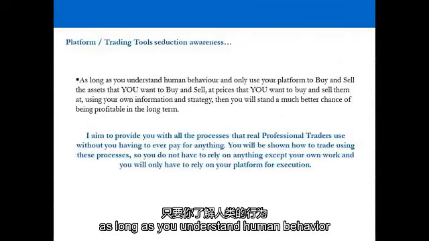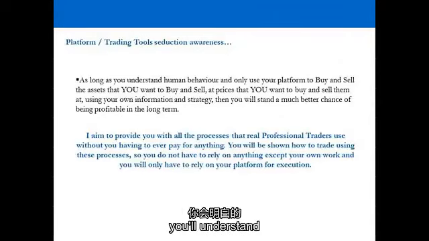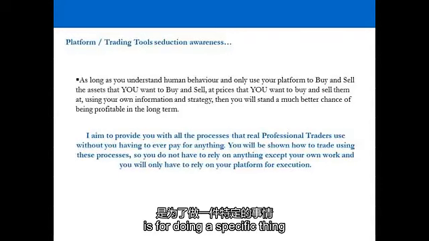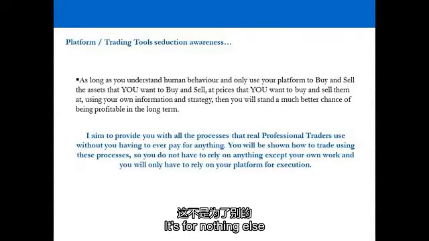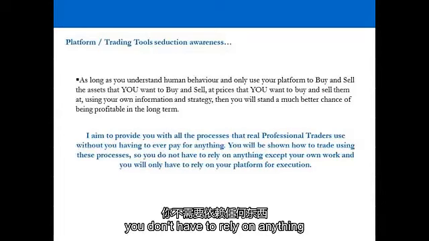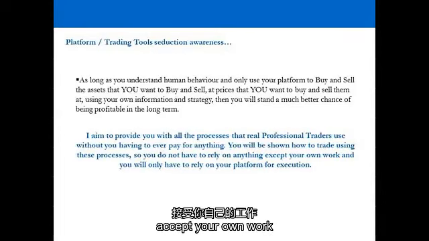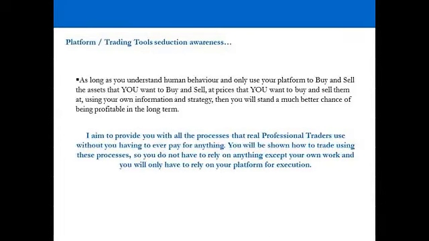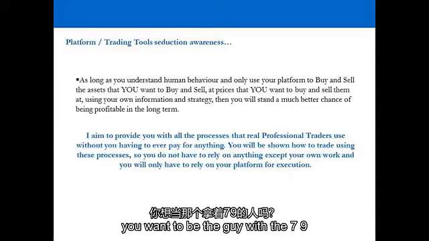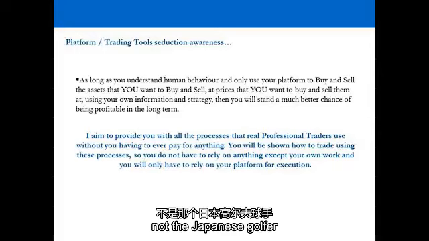As long as you understand human behavior, you'll understand that the platform is for doing a specific thing, just buying and selling. It's for nothing else. You don't have to rely on anything except your own work. You want to be the guy with the 7-iron, not the Japanese golfer.